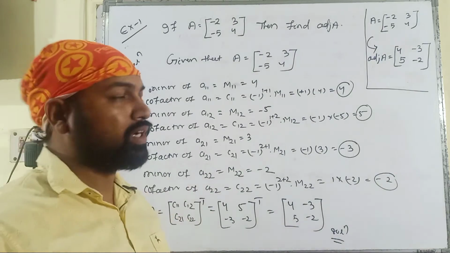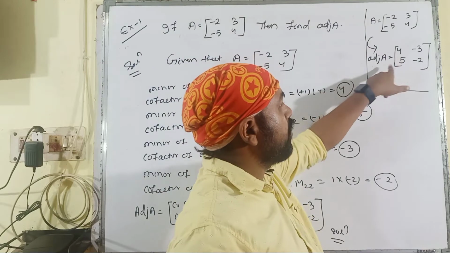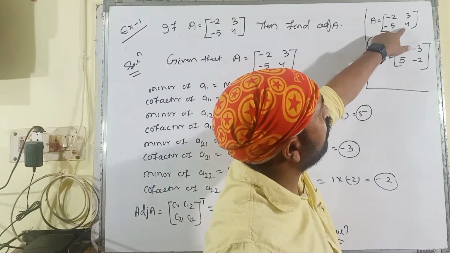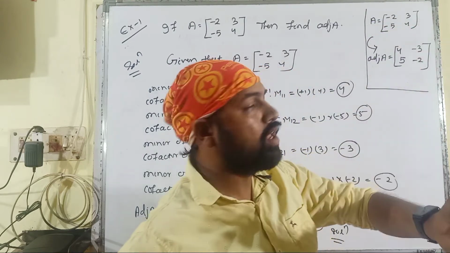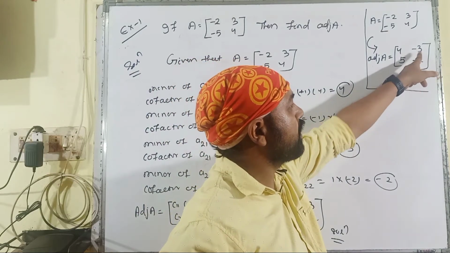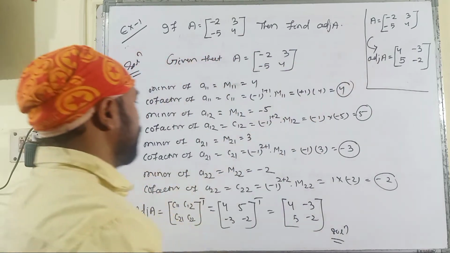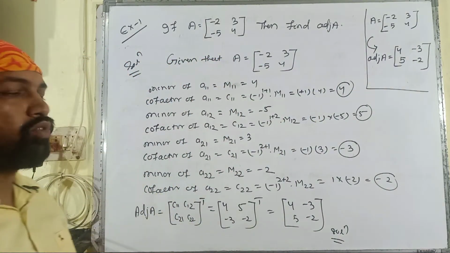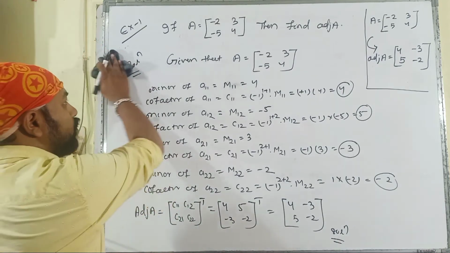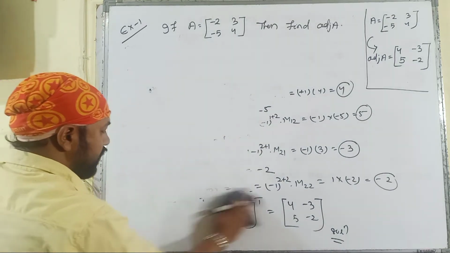If A is a square matrix of order 2, then there is a simple procedure to find the adjoint of that square matrix of order 2. Just interchange the positions of the elements present in the main diagonal, and then change the sign of the elements present in the off diagonal position, and that will be the answer. So this is the shortcut method, and this is the descriptive method to evaluate the adjoint of a square matrix of order 2. Then let us go through the adjoint of a square matrix of order 3.